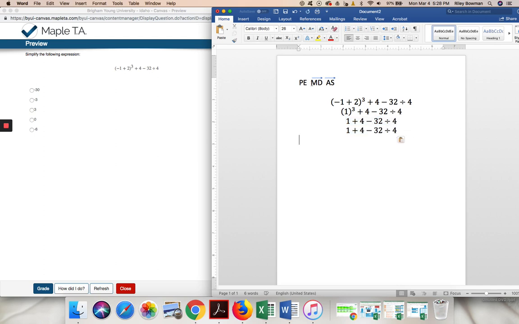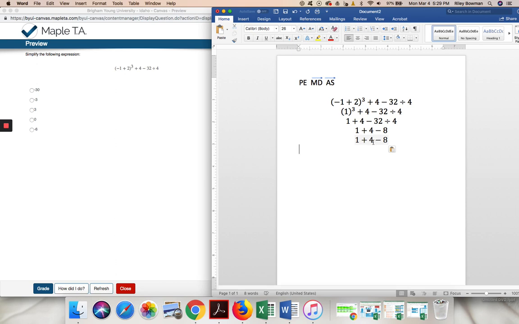The next step is multiplying and dividing from left to right. So I can't do the add or the subtract yet. I need to do the multiplying and dividing first. So 32 divided by 4 is 8 here. And then the very last step will be adding and subtracting, because I've finished all the multiplying and dividing here. So I'm going to add and subtract from left to right.